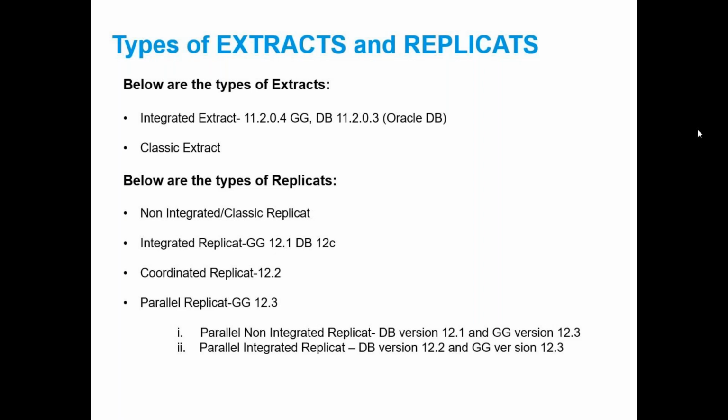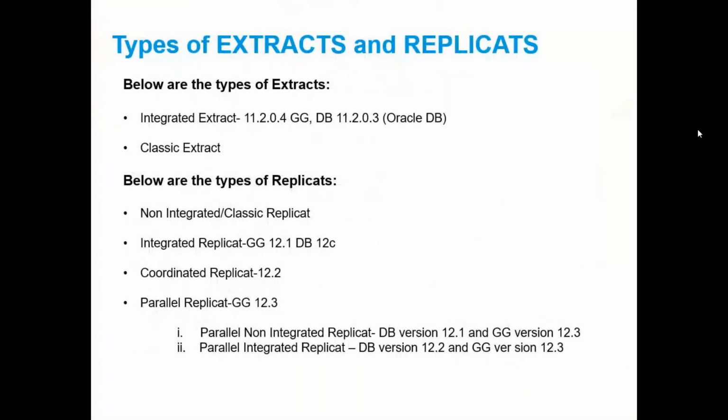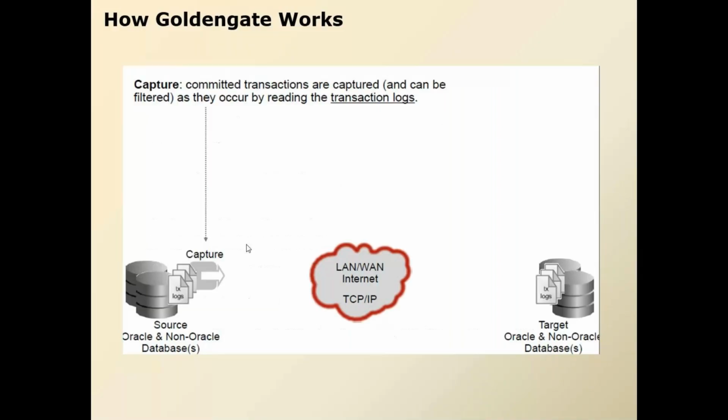Okay, so let us now move forward. Guys, these types of extracts and replicats that we see here are available in both classic and microservices. In classic you can use integrated or non-integrated, and in microservices you can use integrated, non-integrated, coordinated, or parallel replicat. Everything is available in both.